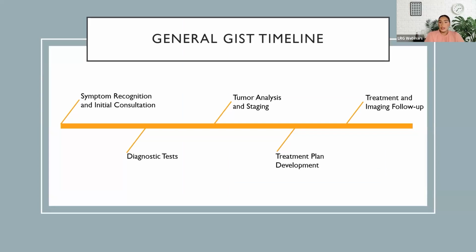So GIST diagnosis and treatment involve a multi-step process. However, the exact timeline can vary based on the individual's symptoms, general health, and specific characteristics of the tumor. On the screen is a generalized overview of what a GIST timeline may look like. So the first portion is the symptom recognition and initial consultation.